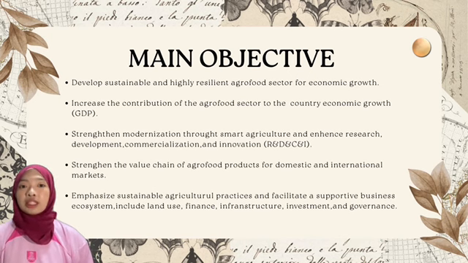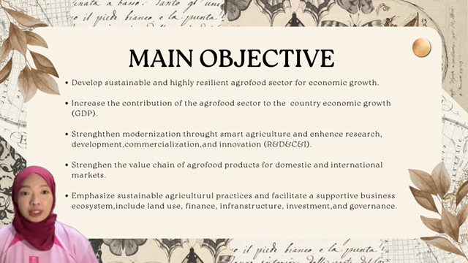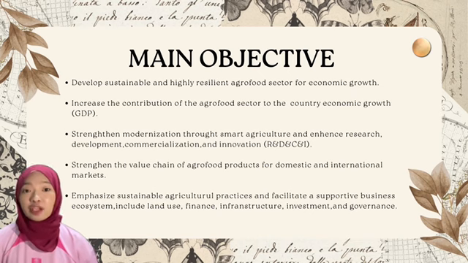Next, strengthen modernization through smart agriculture and enhance R&D commercialization and innovation. This third objective is to strengthen modernization through smart agriculture and innovation. The use of modern technology can improve productivity and reduce labor workload. For example, platforms like directly help farmers access technology and modern farming solutions. Next, strengthen the value chain of agri-food products for domestic and international markets. So, this objective aims to strengthen the value chain of agri-food products.